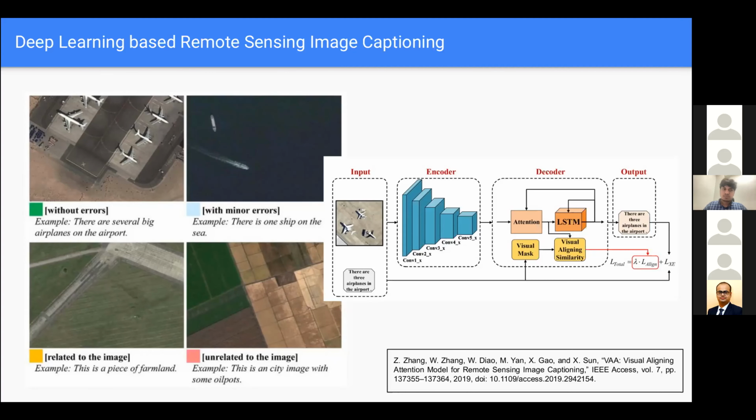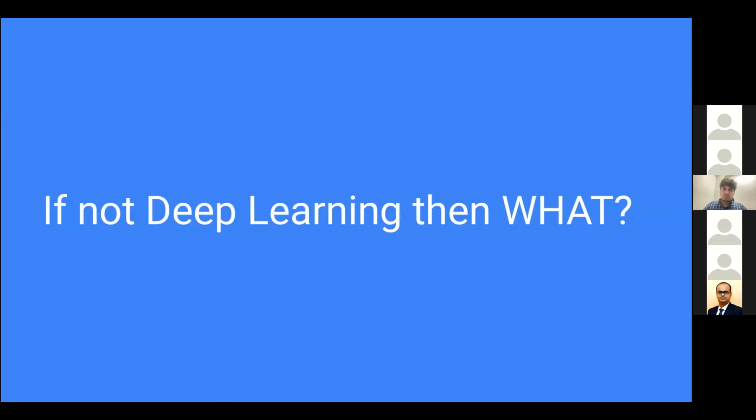But this research that we worked on focuses on translating the entire remote sensing scene with context in multi-sentence scene descriptions, so that there is a comprehensive understanding of the remote sensing scene, both at the machine level as well as the human level. So with that objective, we ask this question: if not deep learning, then what?